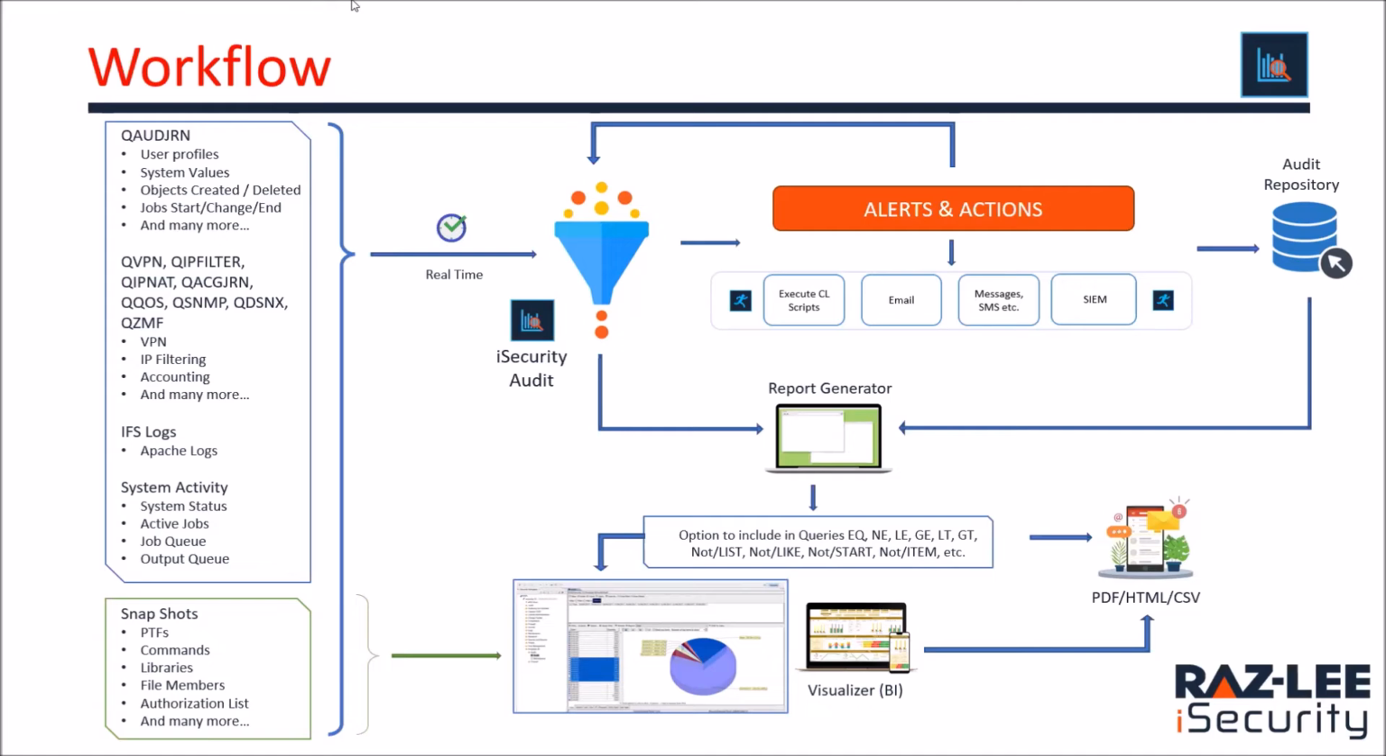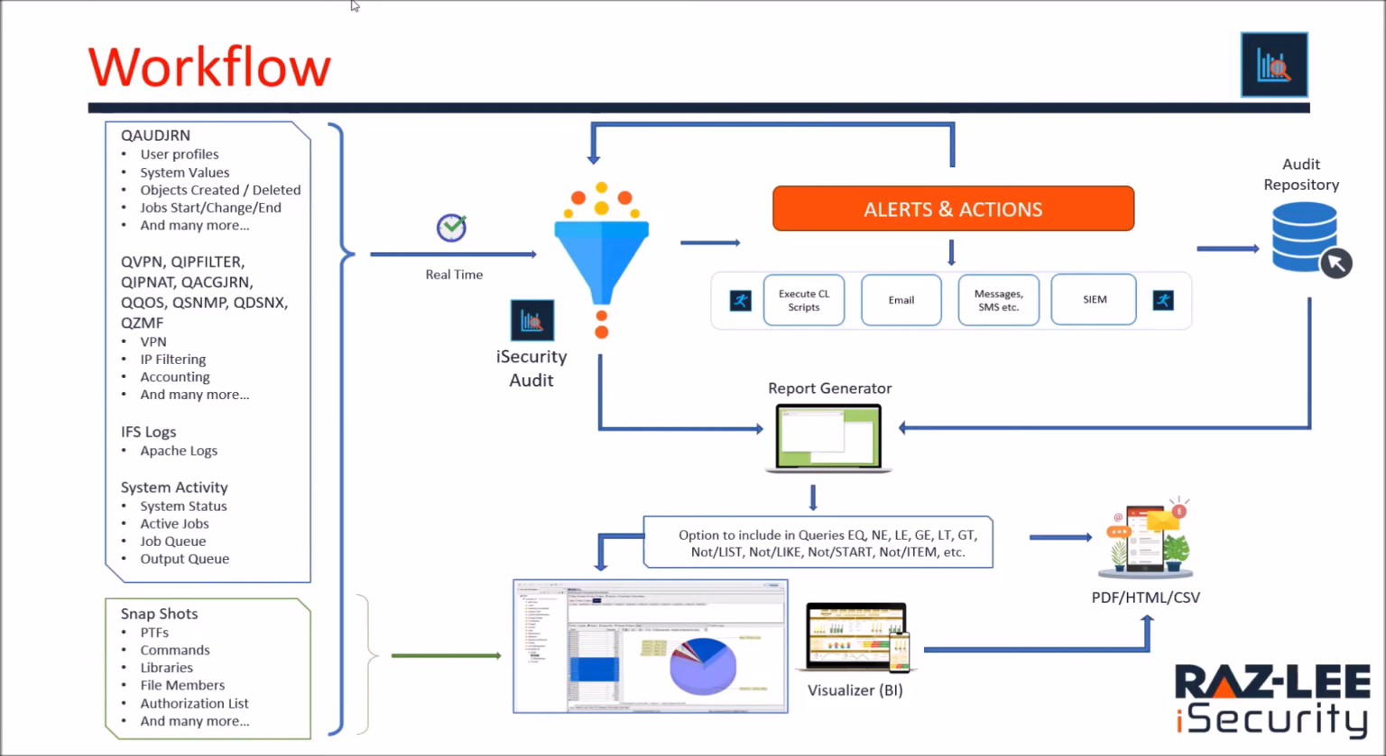We also need the IFS logs and the system activity. With this information in the blue square, we can have real-time information. And we will modify this information and save it on an audit repository. But in between, when we are taking the information before saving it, it's probable that we have some alerts and actions, because we are working with the information and at the same time we are applying policies and rules.